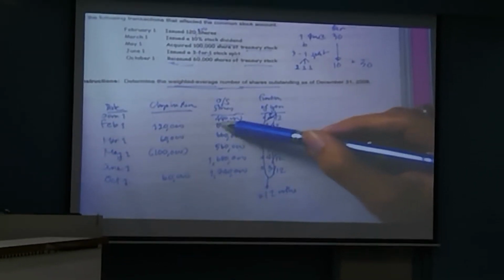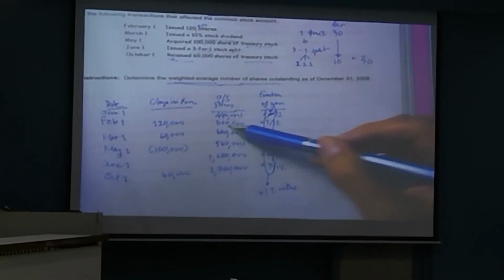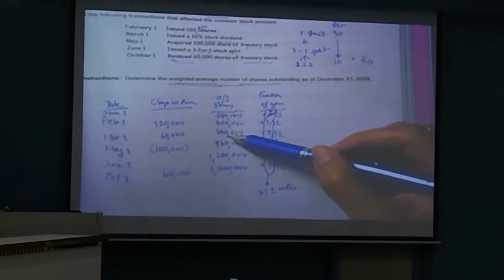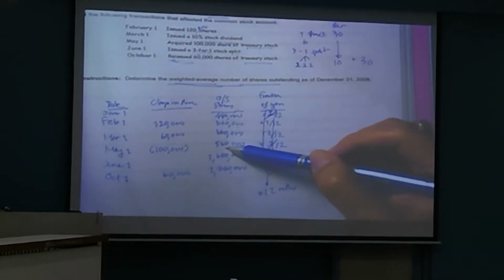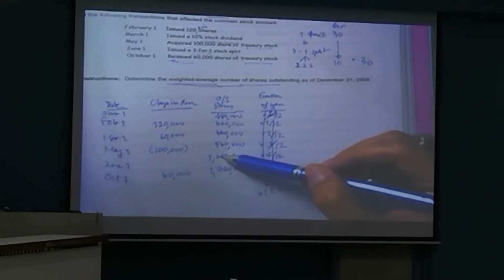Because I calculate by spot of time. This outstanding share lasts for 1 month, and then your number of shares changes to 600. This lasts for another 1 month, and the number of shares changes to 660. This lasts for another 2 months, and the number of shares drops to 560. This 560 lasts for another 1 month, and the number of shares goes up to 1680, like that.